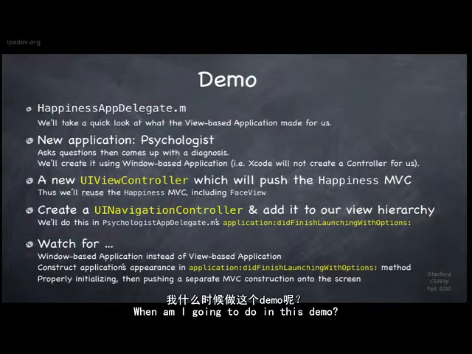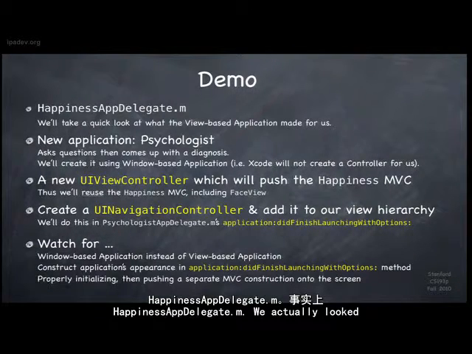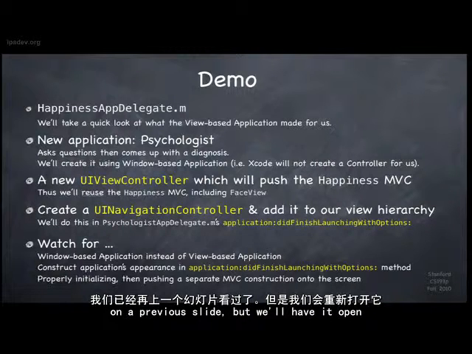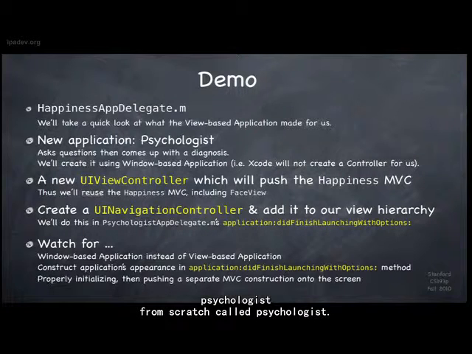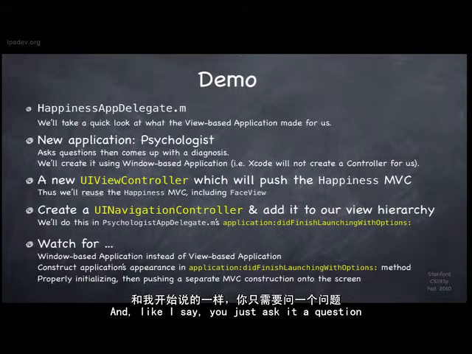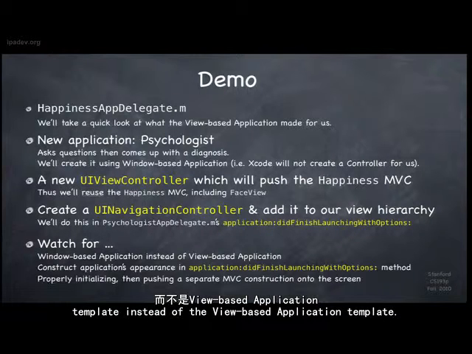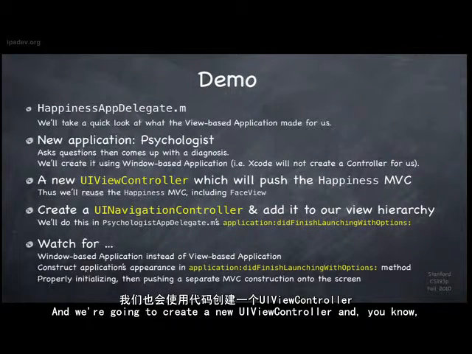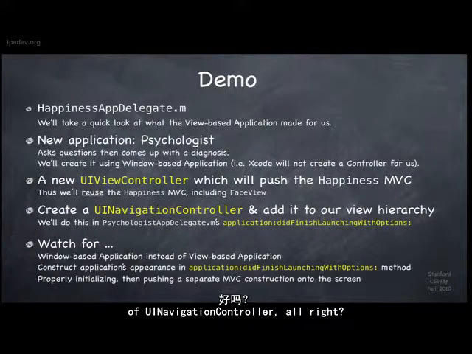All right, so the demo. What am I going to do in this demo? So first we're going to take a quick look at HappinessAppDelegate.m. We actually looked at it on a previous slide, but we'll have it open, so we'll just take a quick look. And then I'm going to build this new application from scratch called Psychologist. And like I said, it just asks a question, then gives you the diagnosis with the face. And we're going to create it using the window-based application template instead of the view-based application template. And we're going to create a new UIViewController in code that will push the happiness view controller onto the stack of the UINavigationController.